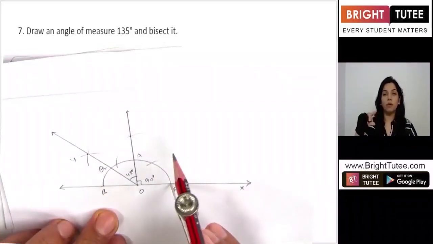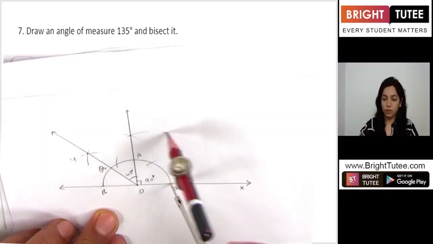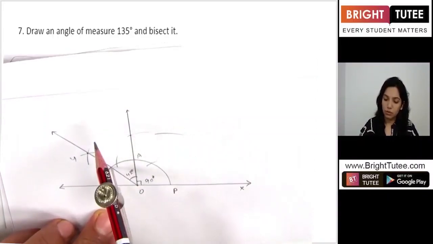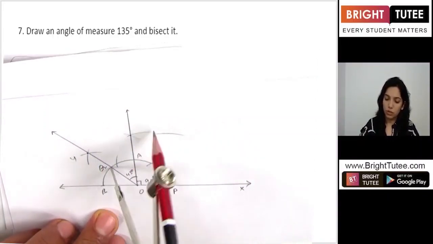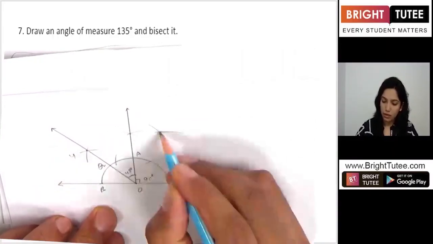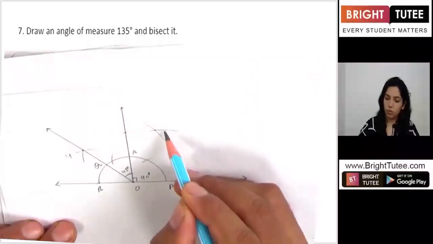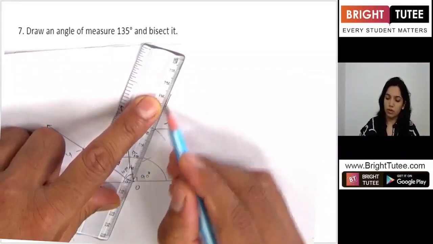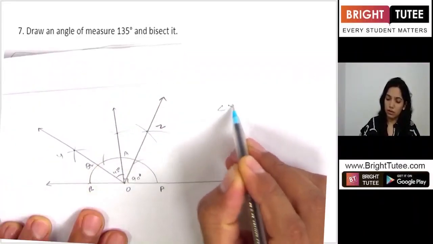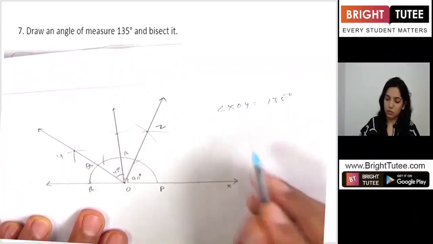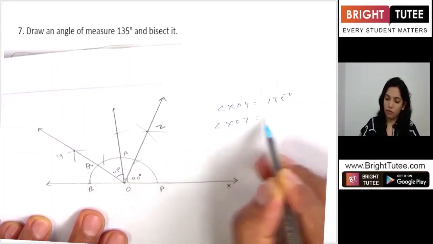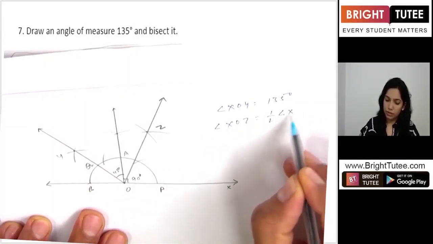Let's say this is point P and this is point Q. Keeping the opening of the compass more than half of PQ, keep the point at P, you draw an arc. Keeping the point at Q, you draw another arc and you join these two points. Say this is point Z. So we have got angle XOZ equals half of angle XOY.